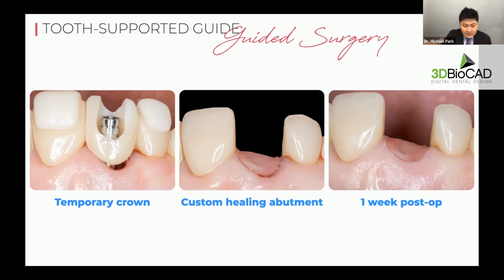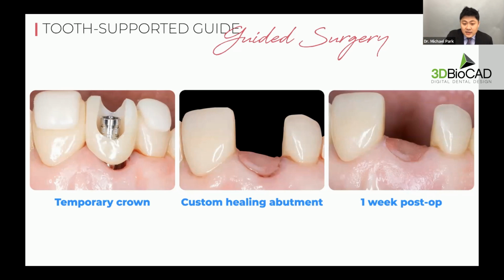Now if you look at this temporary crown design, you know how when we were doing the digital wax up, the CEJ of that wax up was more coronal compared to the actual free gingival margin. That's what we see with a temporary crown. This temporary crown was milled using our milling machine in-house. And based on this temporary crown, we fabricated a healing abutment.